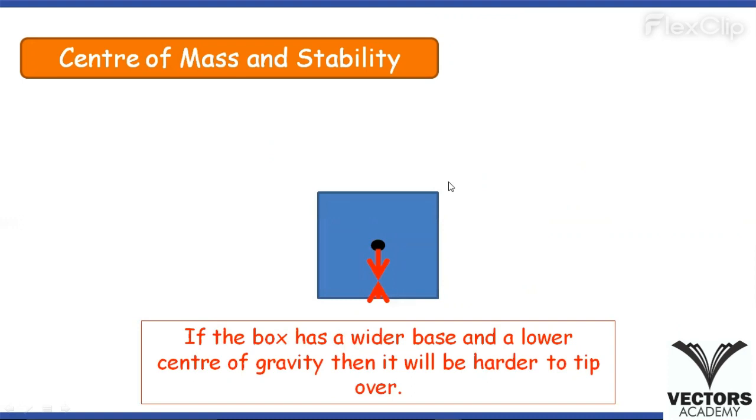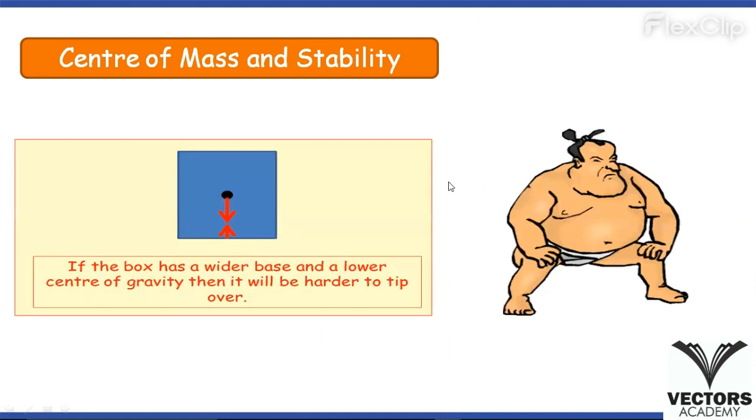So, if an object has a wider base, then it is difficult to tip the object. Therefore, the wider the base, the more the stability. If a box has a wider base and a lower center of gravity, then it will be harder to tip over. That is the reason sumo wrestlers take this particular position before their fight.